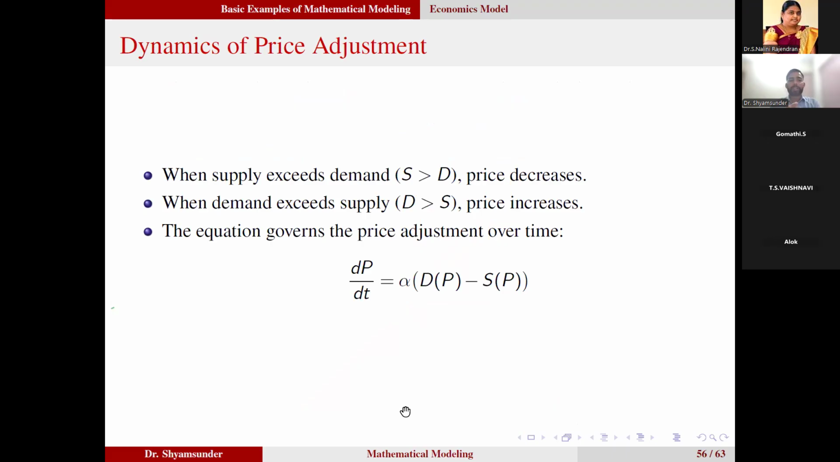As for the dynamics of this price, when supply exceeds demand, supply is increased in comparison to demand, then the price decreases. And when demand exceeds supply, then the price also increases. This is the solution of these equations, and the results can also be found in other forms.